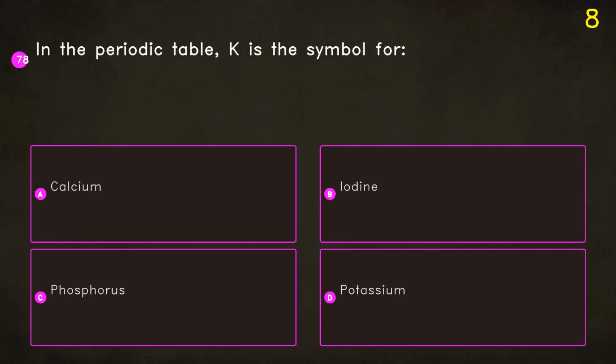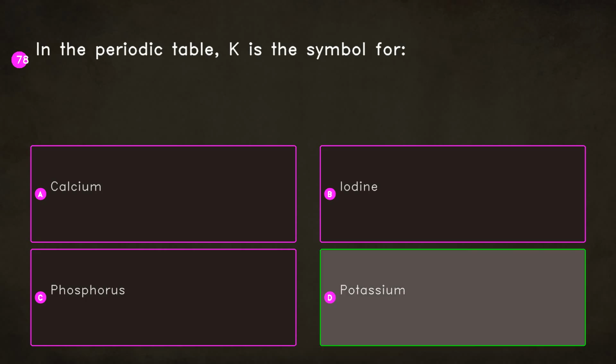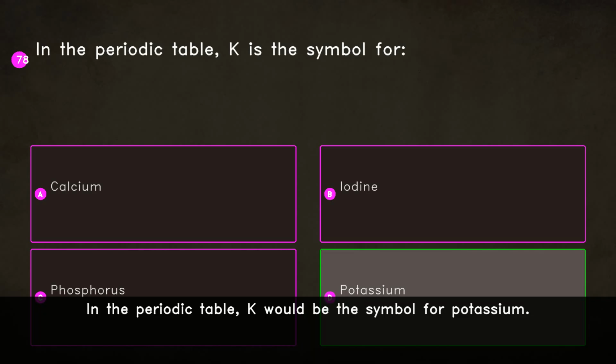Question 78. In the periodic table, K is the symbol for A. calcium, B. iodine, C. phosphorus, D. potassium. The correct answer is potassium. In the periodic table, K would be the symbol for potassium.